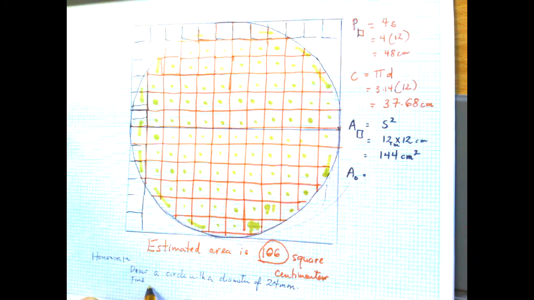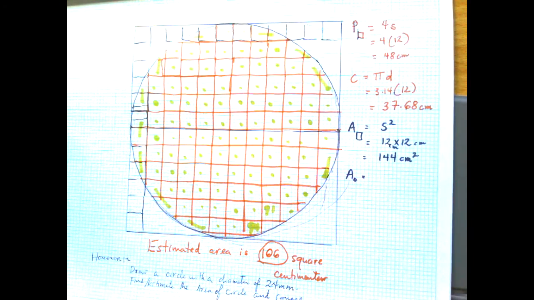Find or estimate the area of the circle, and enclose the circle with a square, and also find the area of the square. That's your homework.